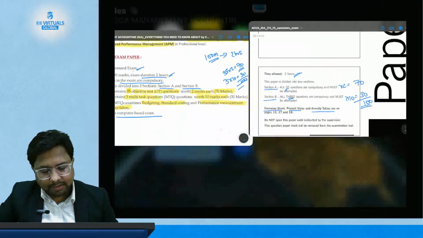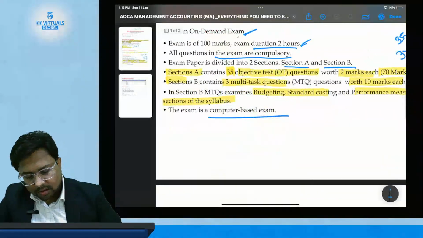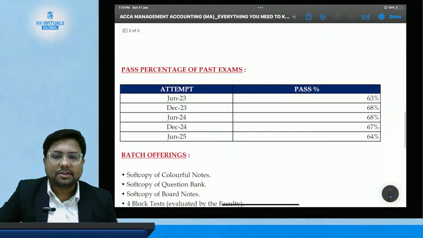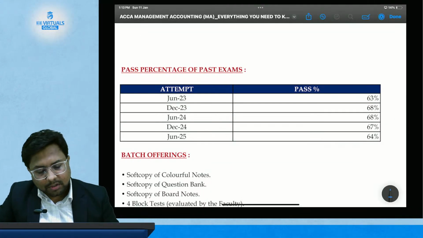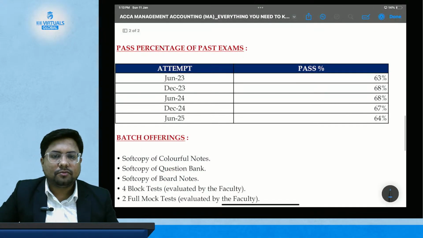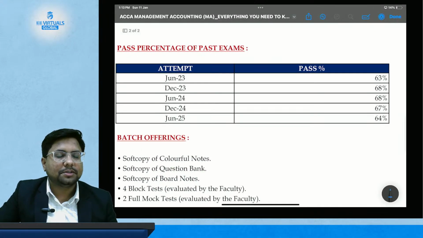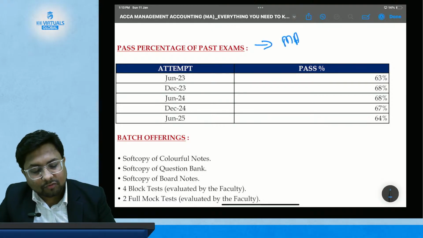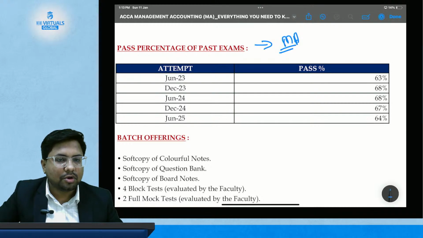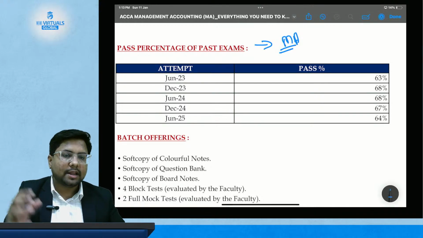After this, we will discuss what the passing percentage of the MA examination is. So based on the past attempts, we have made this information for you to understand what the passing percentage is. This passing percentage is only for MA exams, not for the entire knowledge level.